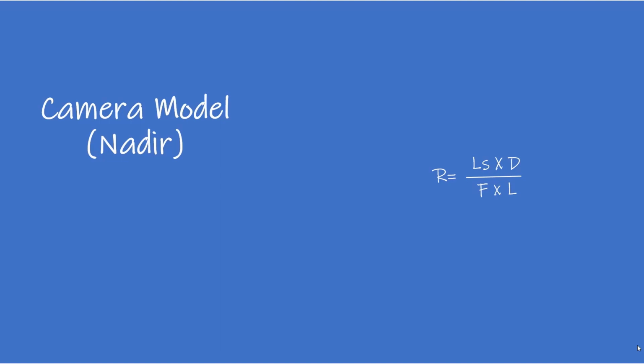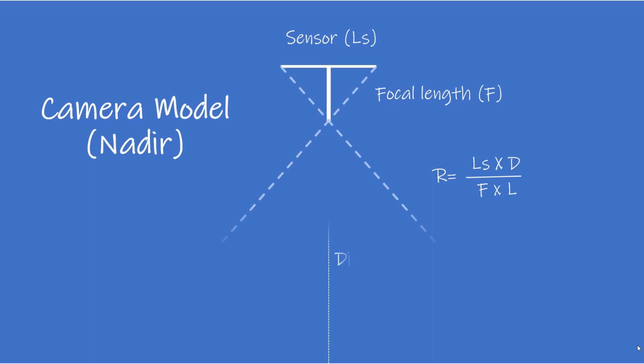If this doesn't make sense, let's look at a nadir camera model. Here we have our sensor, the long side, and here we have our focal length. When a picture is taken, it produces a view cone to the ground. The ground distance covered is based on the distance to the camera model. The other parts of that model affecting it are our sensor size, our focal length, and the number of pixels within the image across the ground.